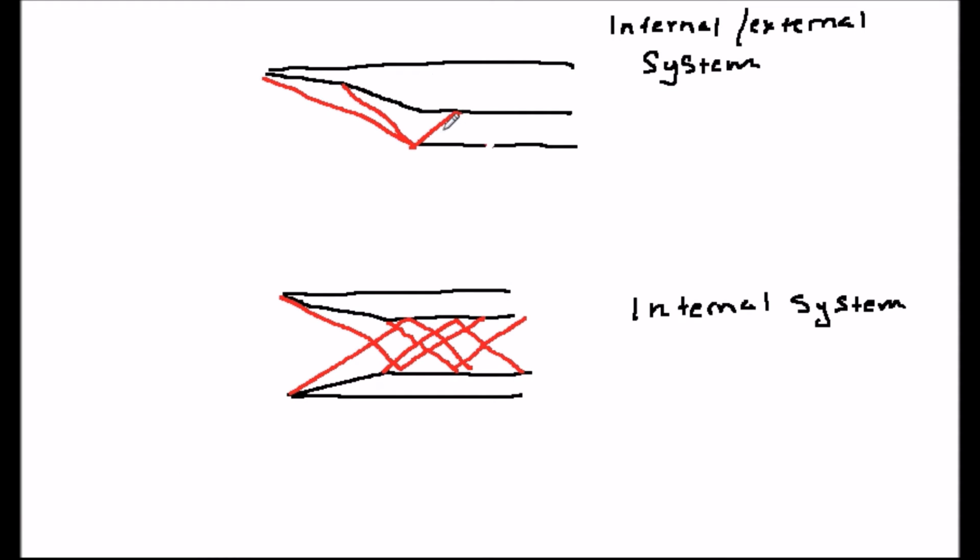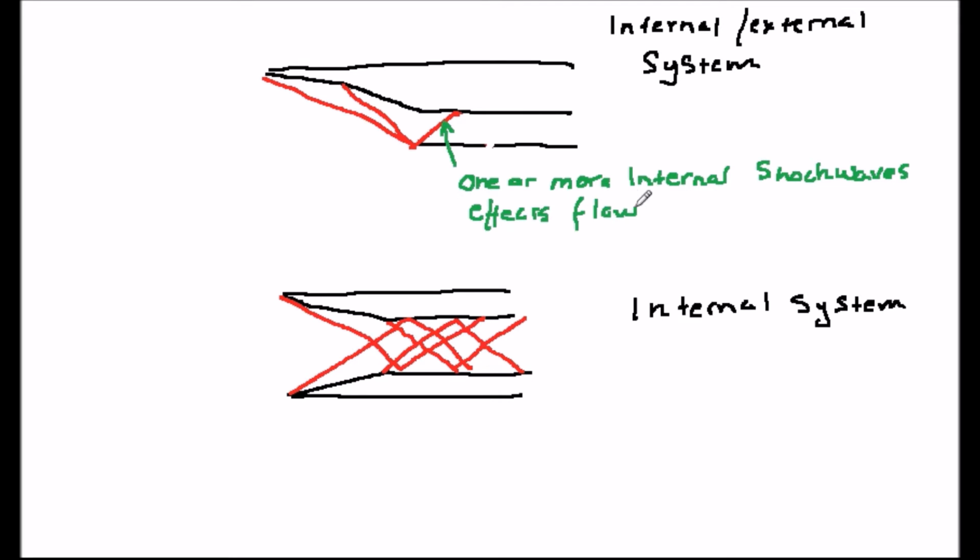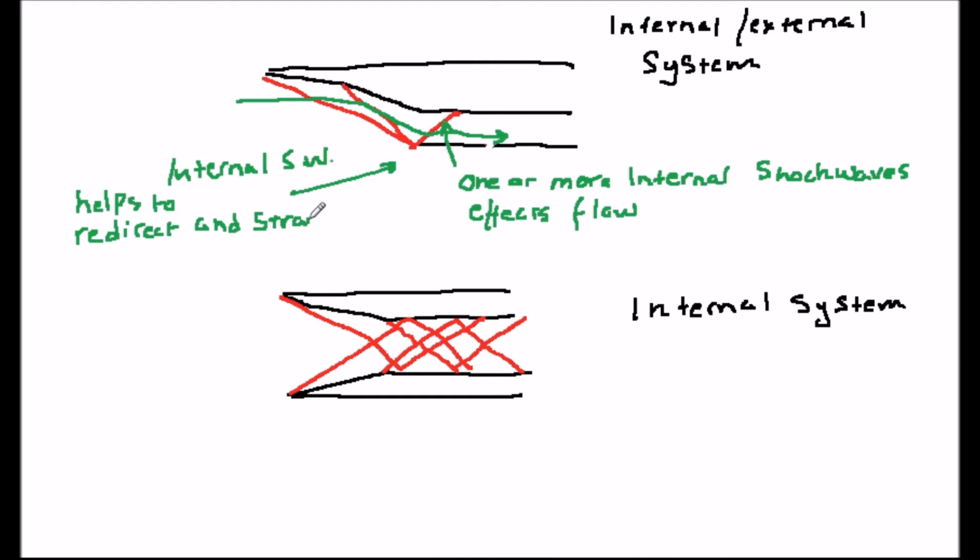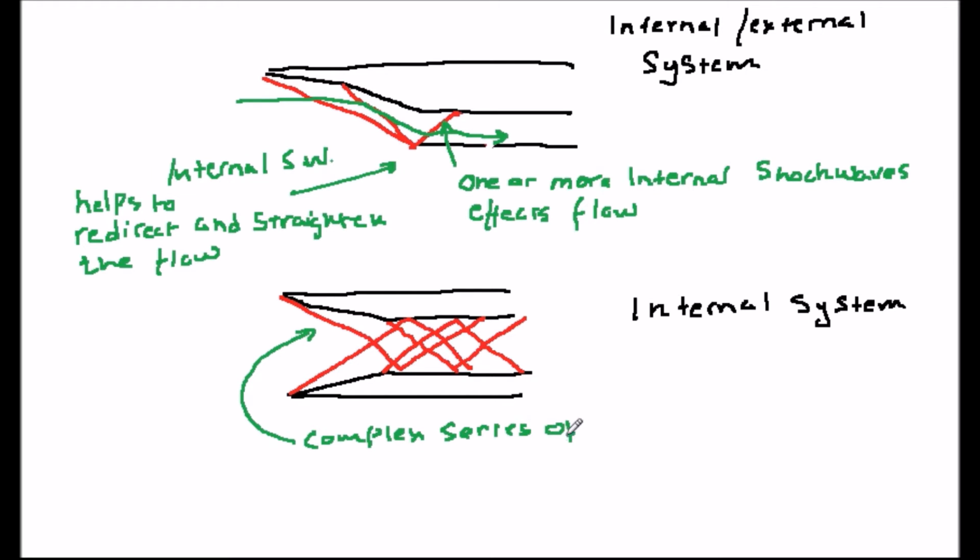Next one to look at is a combined internal-external compression shockwave system. Allowing reflected internal shockwaves can increase the compression efficiency and allow for smaller flow turning angles. This results in longer intake lengths, however. And finally, we have an internal shockwave system. This can produce short intakes, but is difficult to model due to the potentially complex nature of the internal reflected shockwaves.